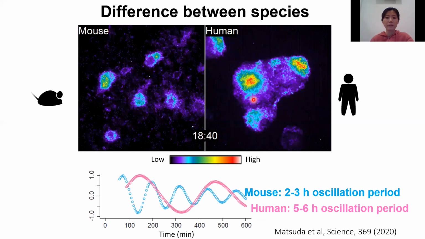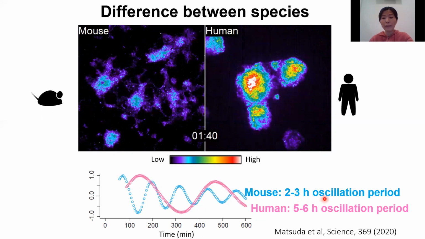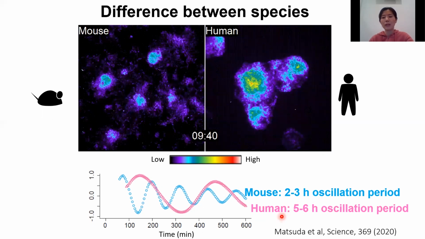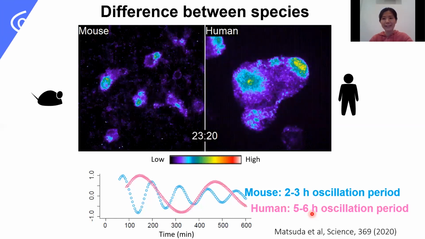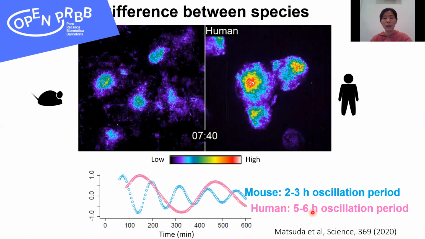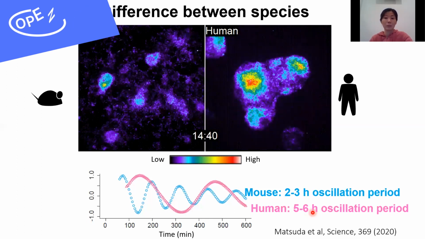Well, actually, one oscillation cycle takes 2 to 3 hours in mouse, but it takes 5 to 6 hours in human cells. And now we are studying why the speed or tempo is different between the species.